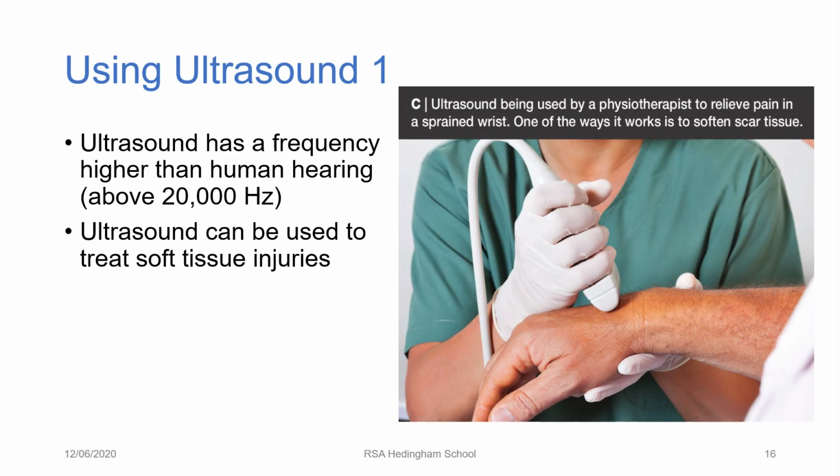So ultrasound, as we've seen, is sound which has a frequency higher than human hearing. So that's above 20,000 Hertz. And ultrasound is widely used for treating soft tissue injuries. So here, a physiotherapist is using ultrasound to reduce scar tissue on a sprained wrist. It can also be used to form images of a baby inside a mother.